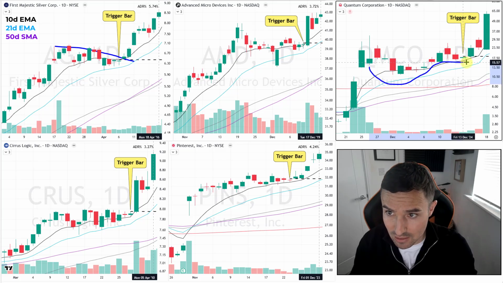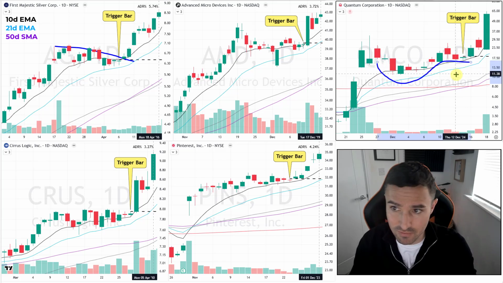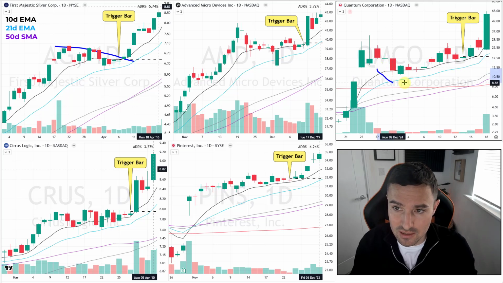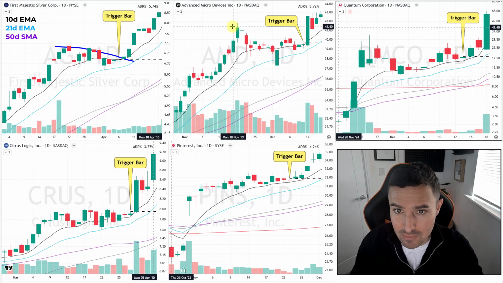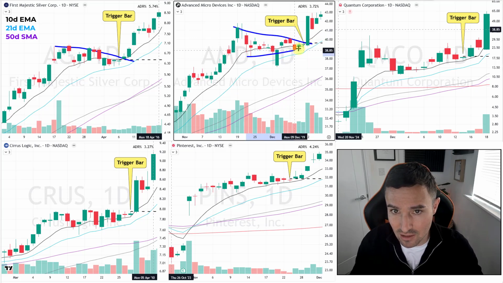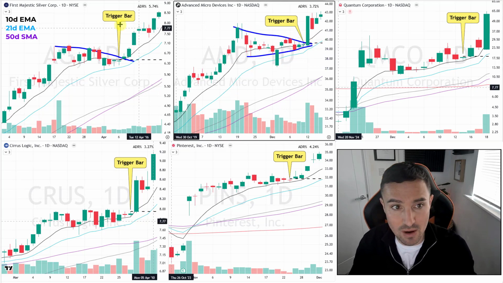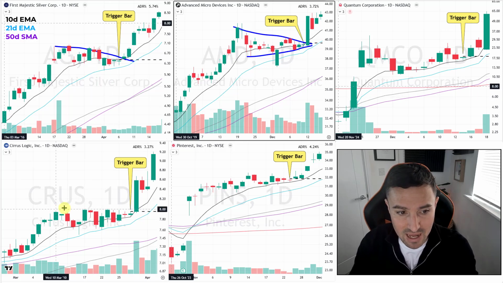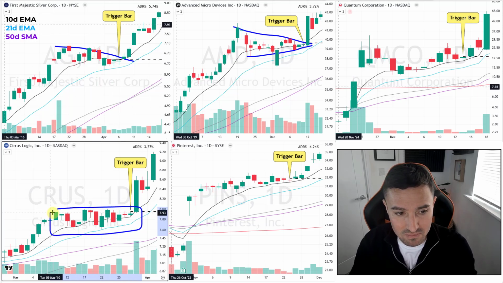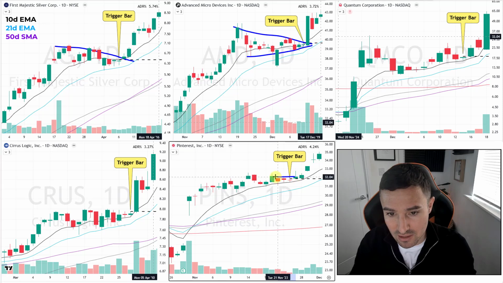It builds this little kind of cup and handle pattern, very volatile because it was a quantum stock. If you see this little cup and handle pattern, tight trigger bar. AMD is kind of like this flaggy type pattern with a big shakeout going on in here, right? AG, similar kind of flag. Cirrus Logic, a bit of a Darvas box going on in there. Pinterest, again, a little Darvas box.